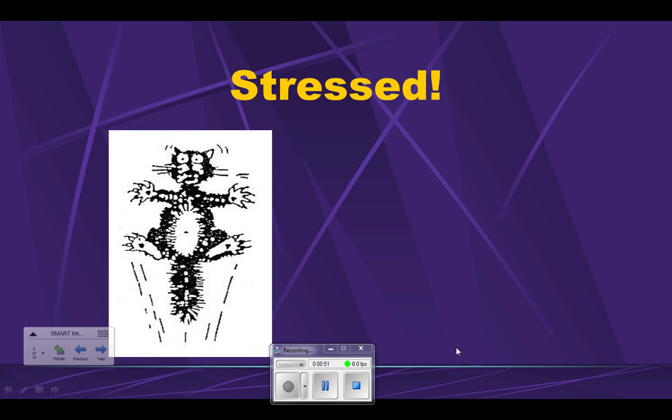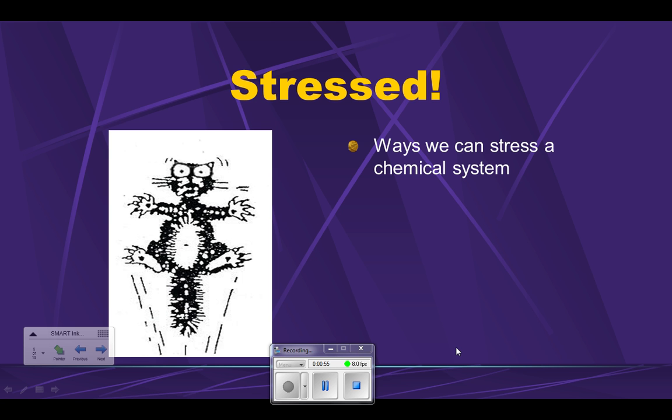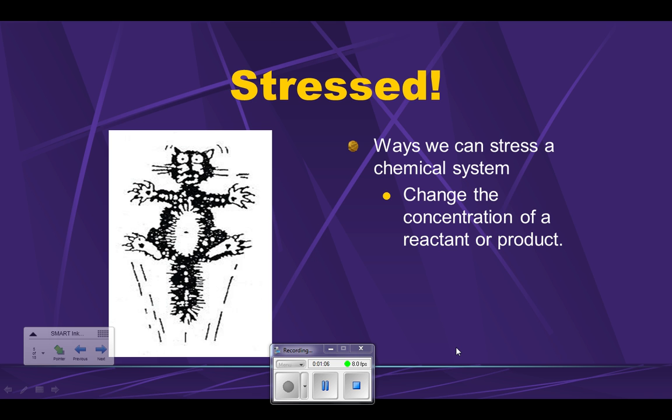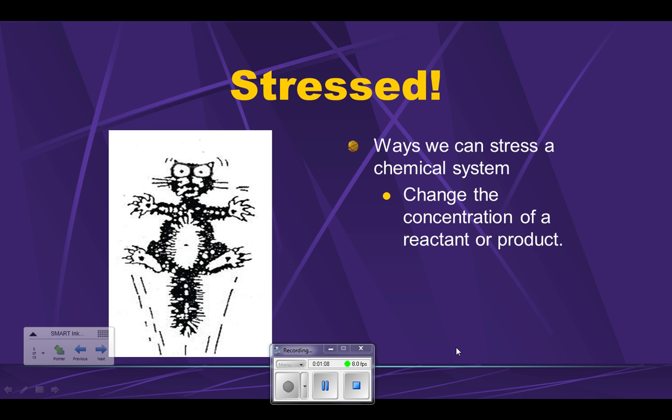All right, so there are several ways we can stress a chemical system, so let's look at that, then let's look at some other examples, and we'll come back to the chemical systems. So we can stress a chemical system one of three ways, essentially. We can change the concentration of something that participates in the reaction. We could increase the reactants, we could increase the products, we could decrease the reactants or the products.